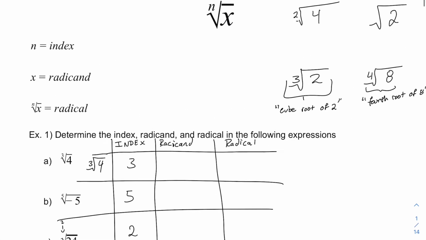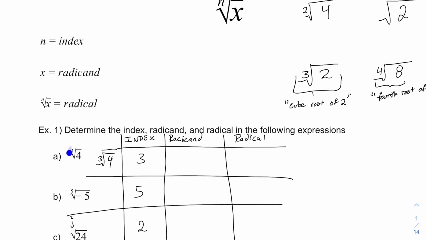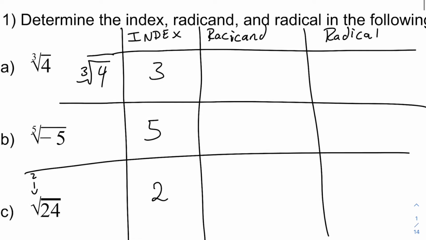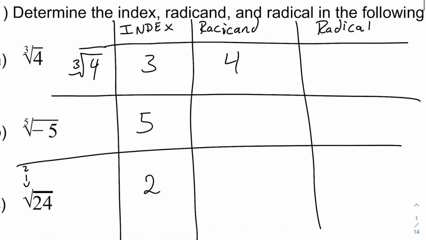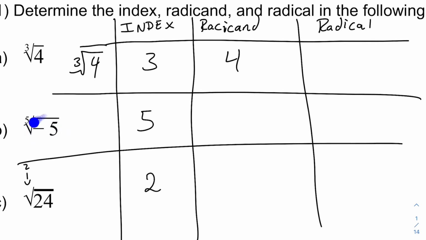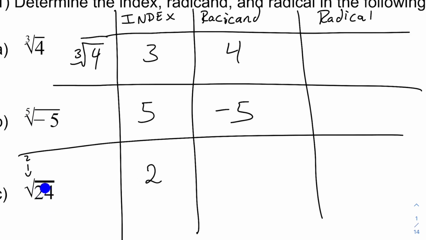Now let's talk about the radicand. The radicand is the thing inside. So what's inside of your cube root here? Well, it's 4, so that's your radicand. Here, it would be -5. And then lastly, the square root, the radicand here would be 24.